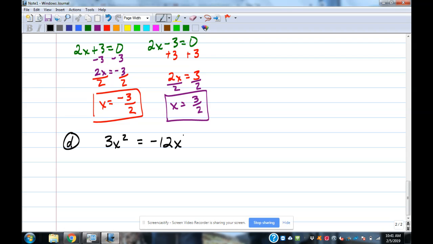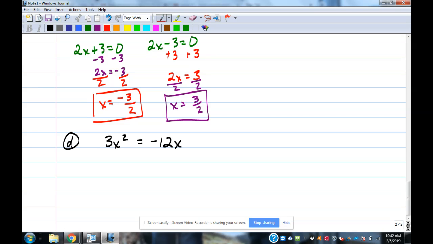This is a simpler one, but a lot of times the simpler ones we forget what to do just because we get so used to X method and other, and the differences of squares and things. So what do we need to do with this one? Get it equal to 0. So a couple different options. We can move the 3x squared or we can move the negative 12x.